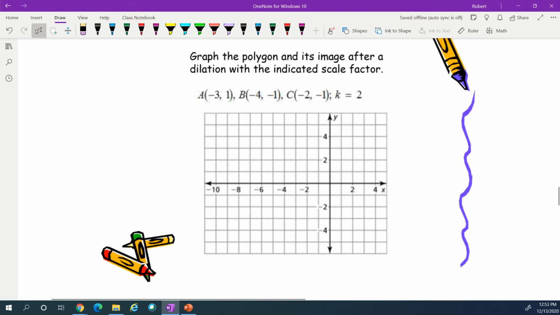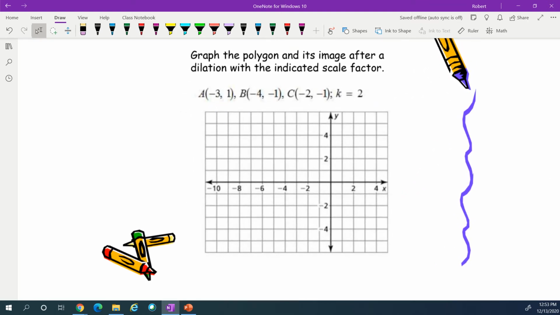Let's take a look at it. And let's start with graphing the original, as we always do. A is -3, 1. B is at -4, -1. And C is at -2, -1. So we have our original starting triangle.